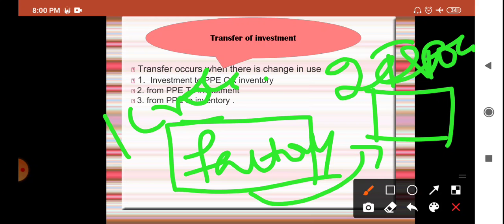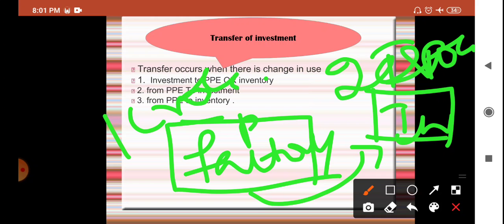So when this factory that is worth 1 crore, when the prices hike after 15 to 20 years, while I am using this building as a factory, after 15 to 20 years the value of the factory has doubled, so 2 crores. So this is capital appreciation. So I can change from property, plant and equipment to investment property.